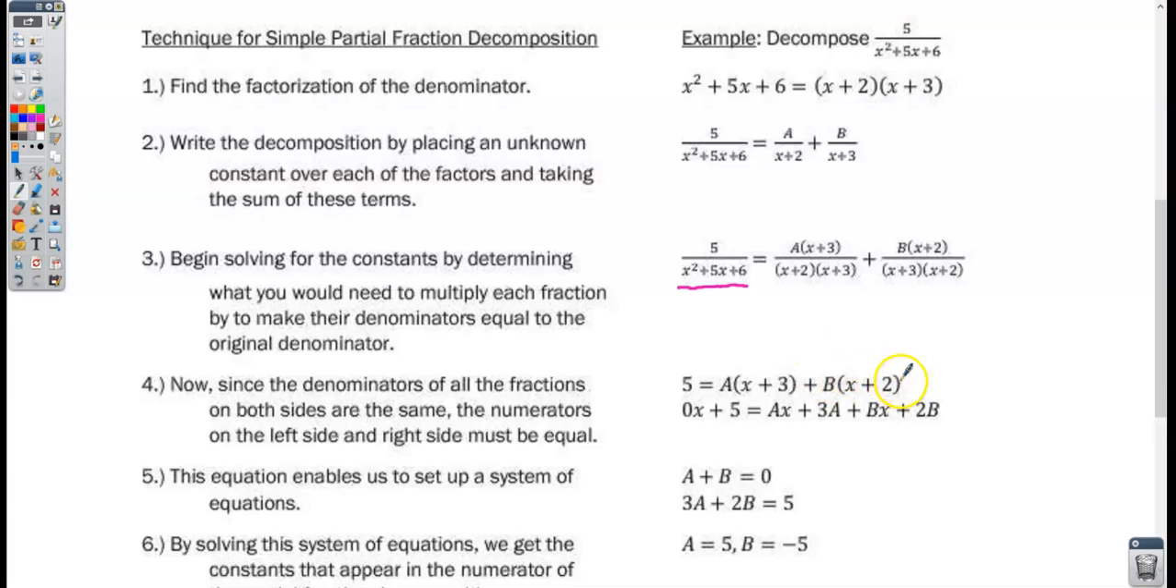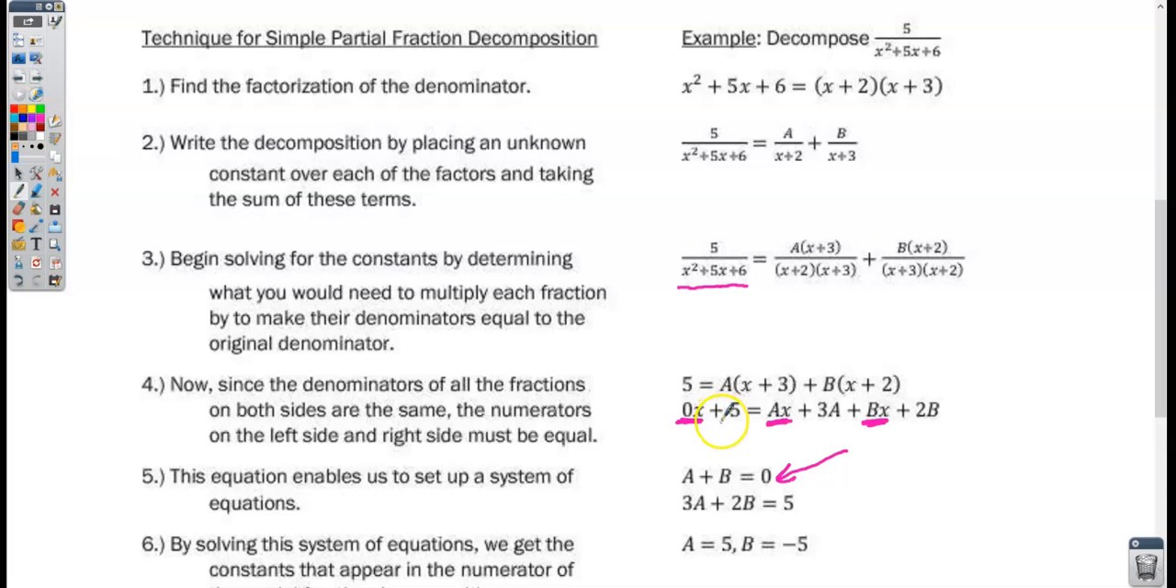Okay? Another way of thinking about this, if we distribute the a and the b through these parentheses, we get ax plus 3a on the right-hand side and bx plus 2b also on the right-hand side. And the left-hand side, there were no x's, but there was a 5. These two expressions need to be equal to one another. And this is how we're going to set up a system of equations in a partial fraction decomposition problem. There are no x's on the left-hand side. The number of x's on the left-hand side has to be equal to the number of x's on the right-hand side. The number of x's on the right-hand side is a plus b, which enables us to get this equation, a plus b equals 0.